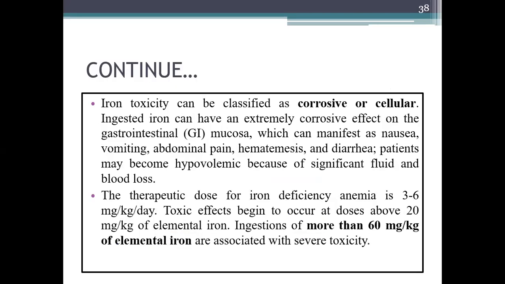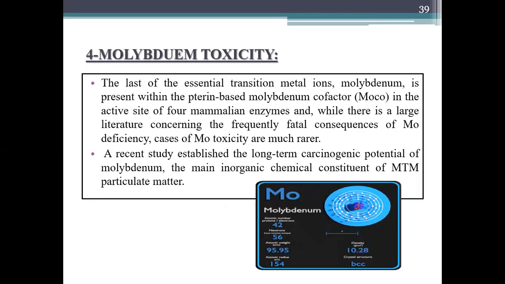Iron toxicity can be classified as corrosive or cellular. Ingested iron can have an extremely corrosive effect on the gastrointestinal mucosa, which can manifest as nausea, vomiting, abdominal pain, hematemesis, and diarrhea. Patients may become hypovolemic because of significant fluid and blood loss. The therapeutic dose for iron deficiency is 3 to 6 milligrams per kilogram per day. Toxic effects begin to occur at doses over 20 milligrams per kilogram of elemental iron. Ingestion of more than 60 milligrams per kilogram of elemental iron is associated with severe toxicity.